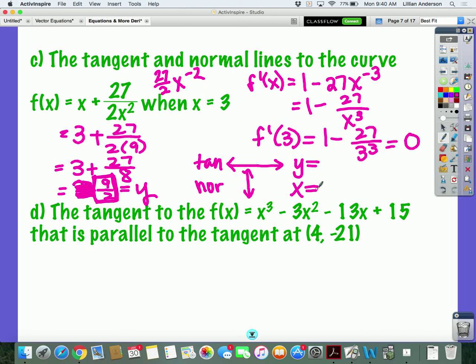What's the x coordinate of the point? X coordinate is 3. The y coordinate is 9 over 2. So that happens again when you figure out that the slope of your tangent line is horizontal, then you know automatically your normal is going to be vertical. And you write them as their respective lines. Questions?